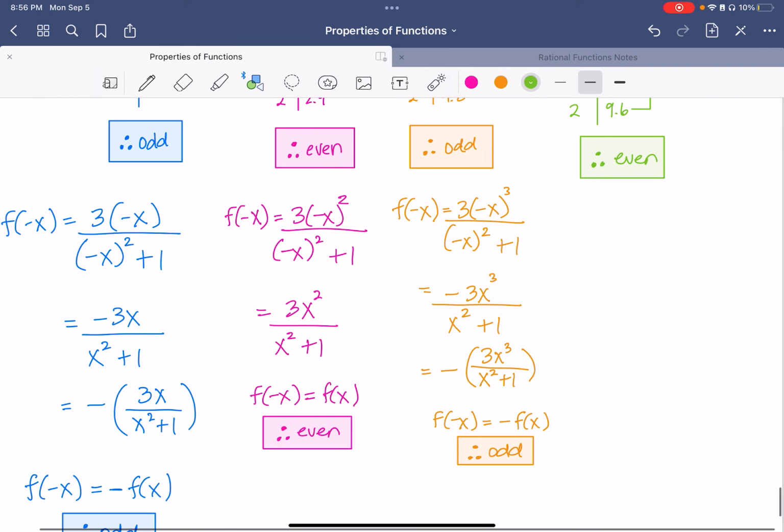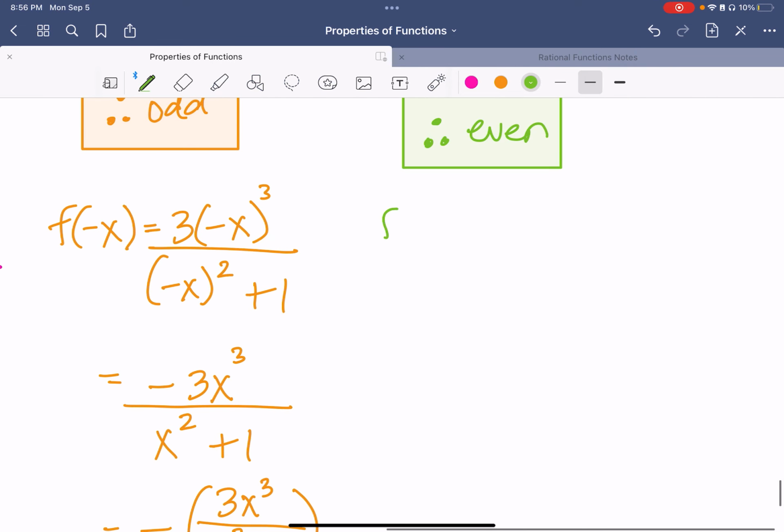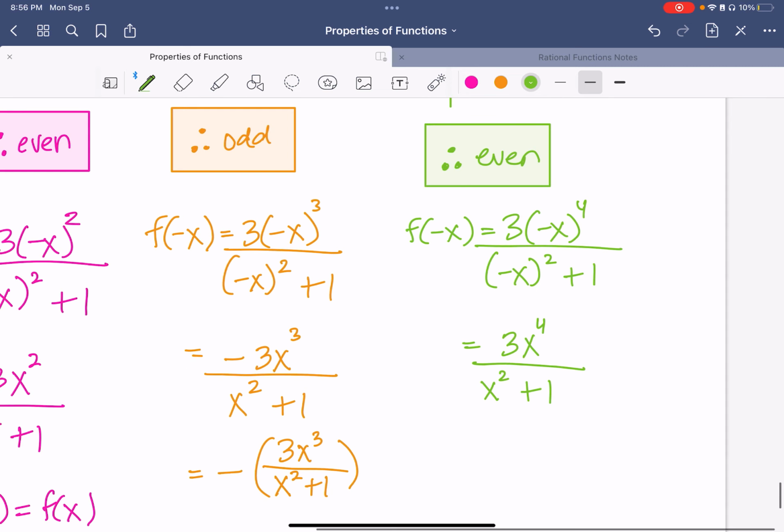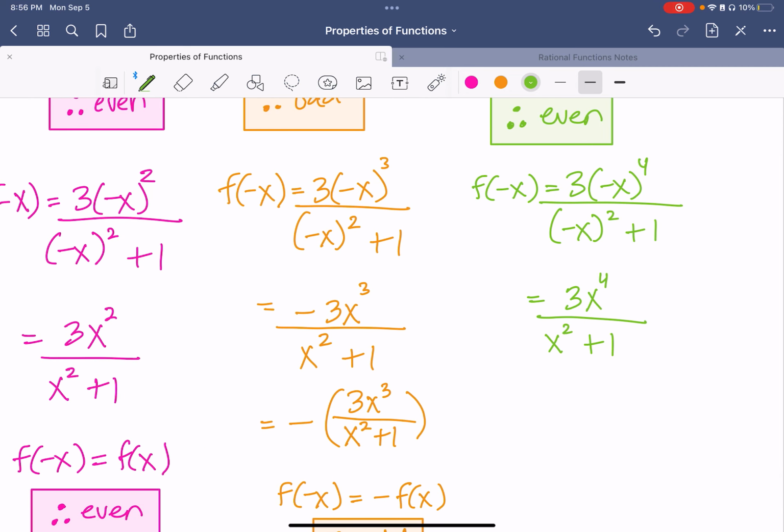Okay, let's try the last one. So again, plug in a negative x everywhere you see an x. Okay, so again, when you have an even number, 2, 4, 6, 8, 10, the sign will be positive. Okay, so we have a positive 3x to the power of 4, positive x squared plus 1. Notice that it is the exact same thing that we started with, so we can conclude that when we plug in a negative x, it was the same as the original f of x that we started with at the beginning. So this one is even.